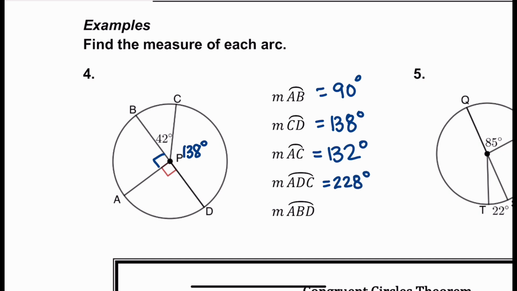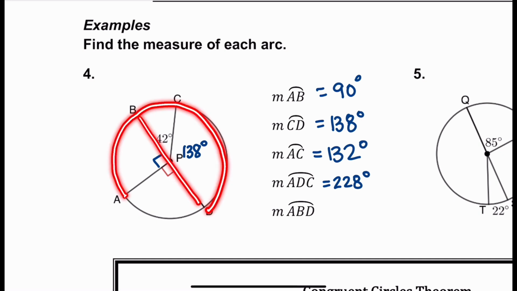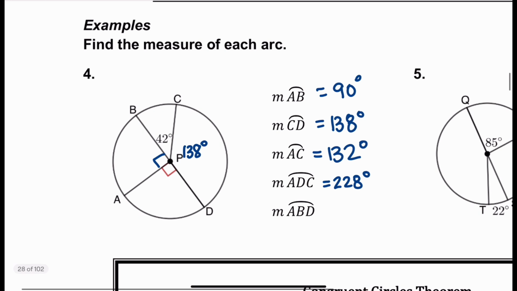And the last one, ABD. I know this piece is 180, half a circle is 180. This piece is 90. If I add those together, I get 270 degrees.